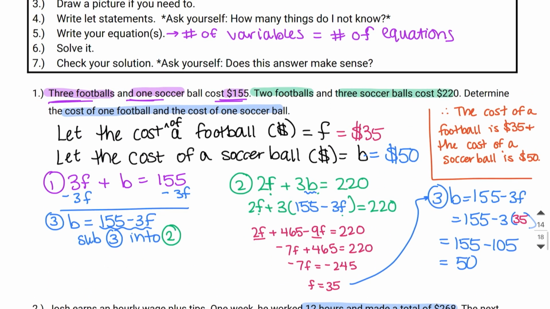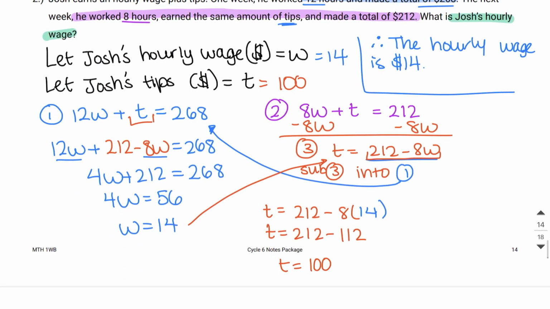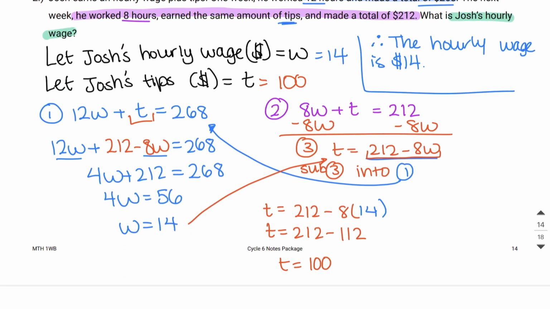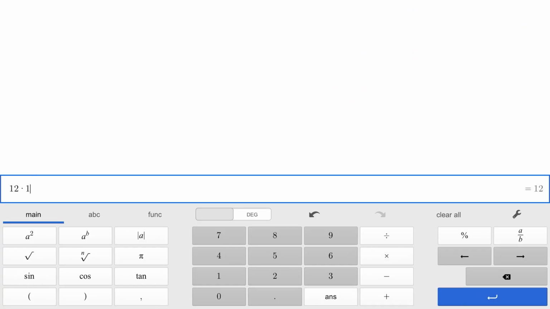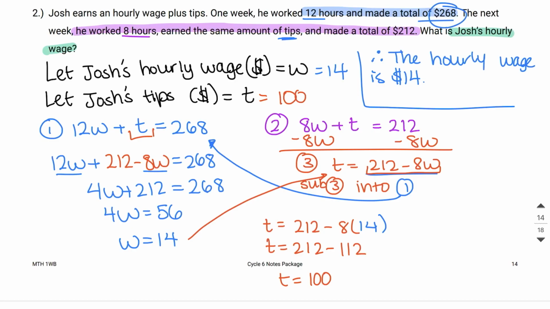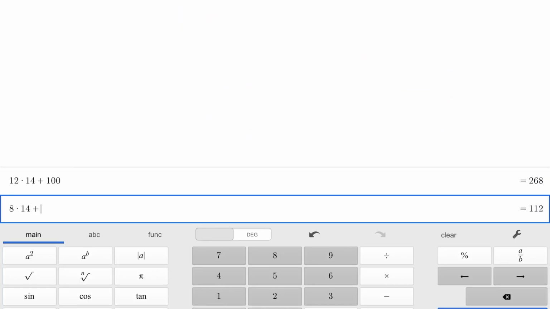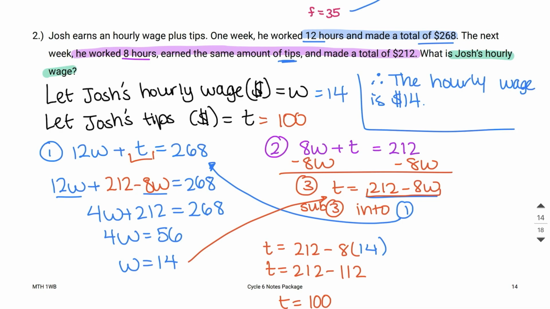But we are asked in step number 7 to check your solution and ask yourself if this answer makes sense, just like we did in this question right here. We looked to see if our answer made sense. So if Josh is working 12 hours and makes $14 per hour, let's see how much money that makes him. Makes him $168 plus $100 in tips. It brings him to $268, which is exactly what it says he made here. And then if he worked 8 hours at $14 per hour, he made $112 plus $100 in tips. That's $212, which is exactly what we have here. So we know that those values make sense.